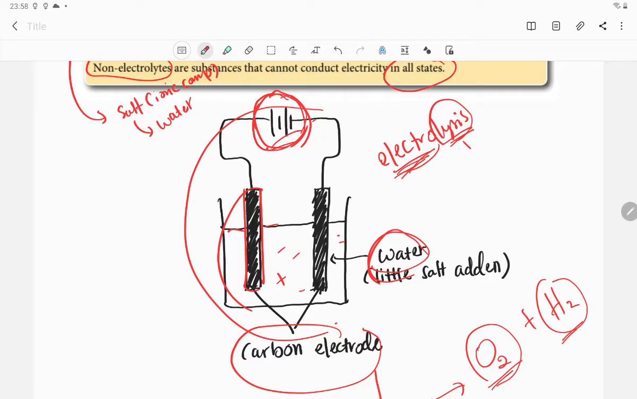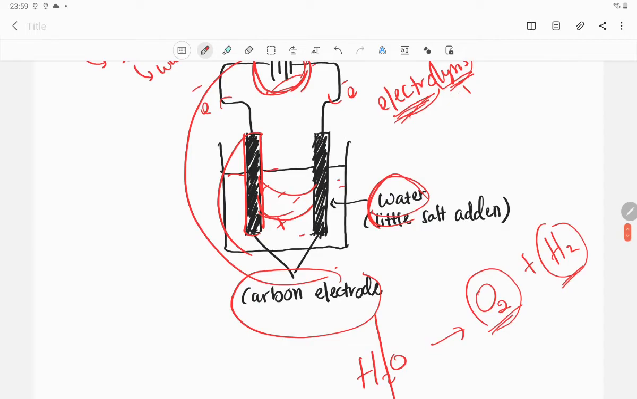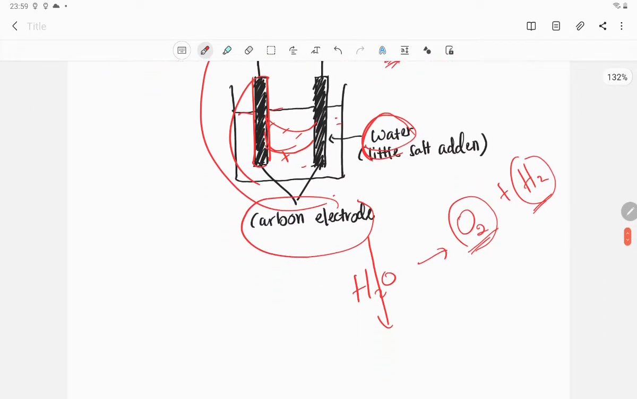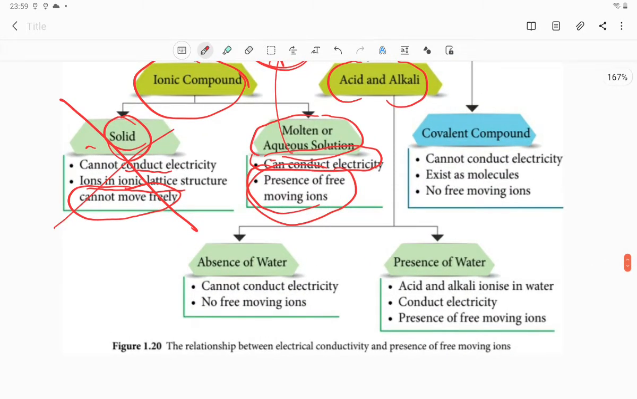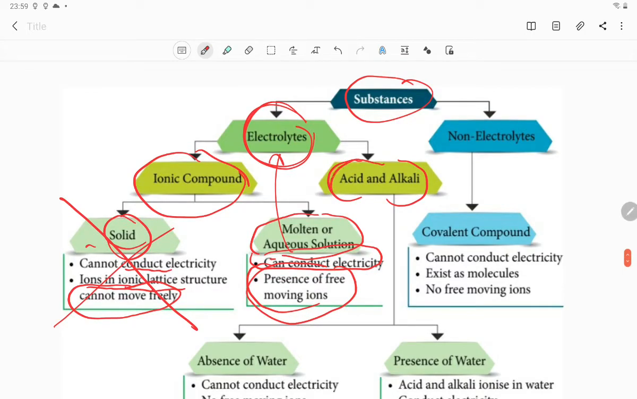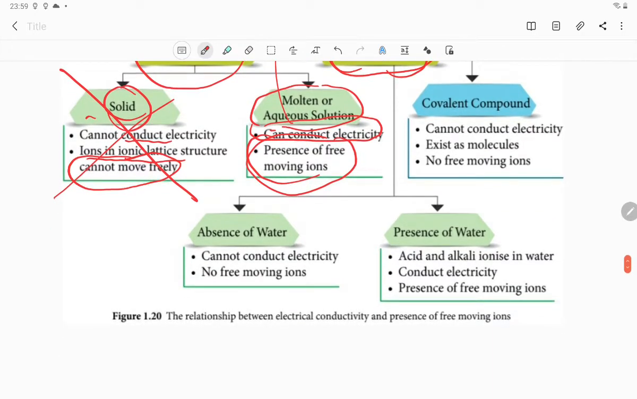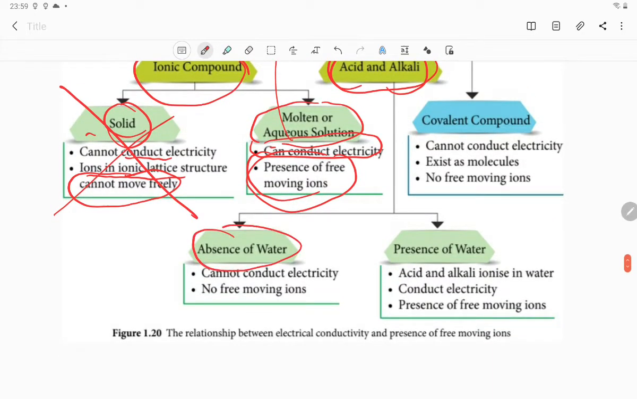so that we can transfer electrons from this side to the other side of the electrode, so that we have a flow of electrons. The flow of electrons means the electrical conductivity. So acid and alkali can also act as electrolytes. But in the absence of water, tiada air, this cannot conduct electricity because there are no free moving ions.